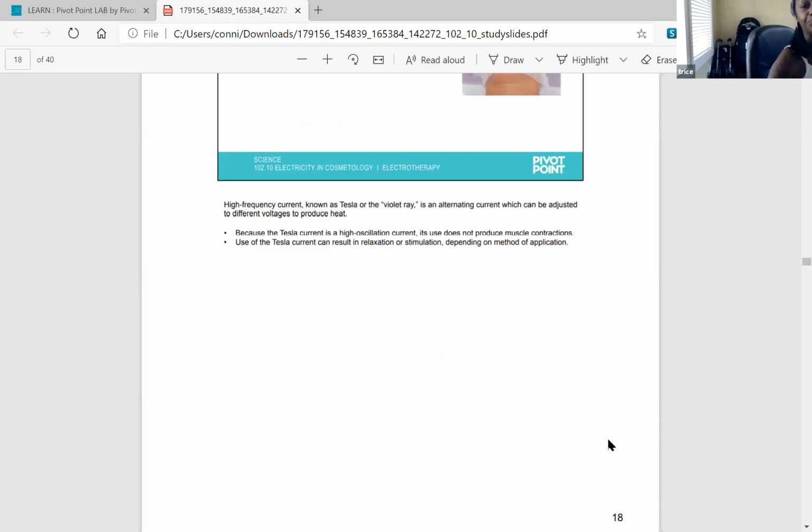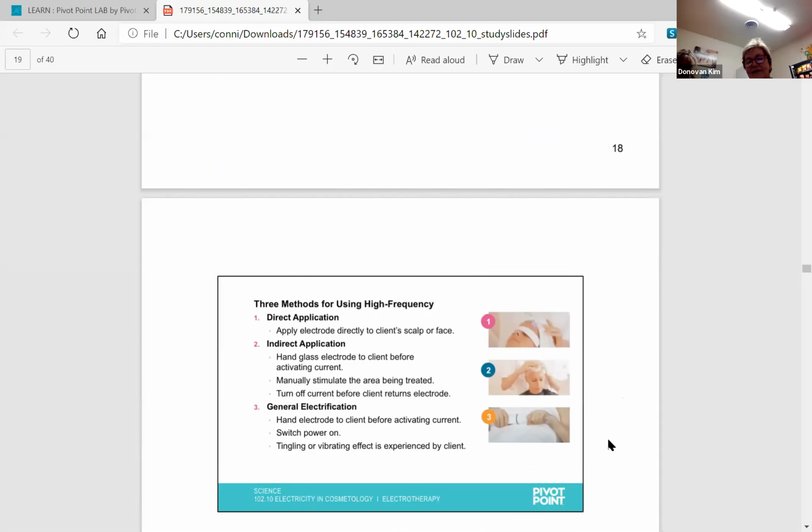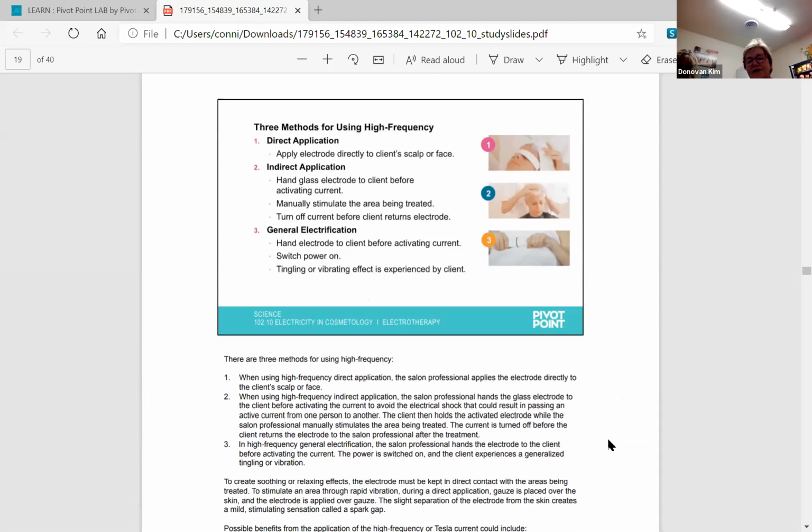Oily skin. Good. Okay, so you understand what I'm saying. All right, so here's the 3 methods they have used for you. The direct application: you're going to apply the electrode directly to the client's scalp or face. When you're doing hair, you can actually use it to make hair grow.